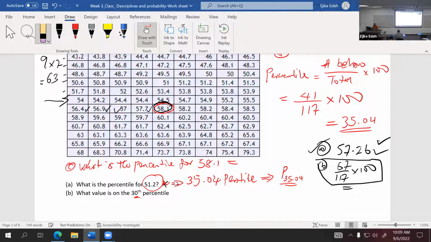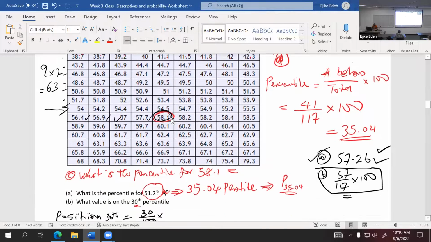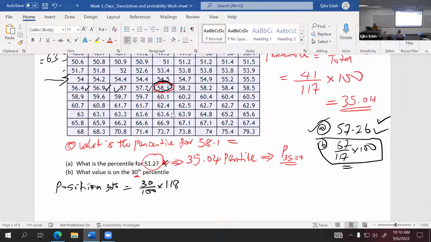So for the 30th percentile, if you use that formula, the number you're getting is the position. So let's write the position of the 30th percentile. It will be the percentile, 30 divided by 100, times n plus 1. Here n is 117, so if I add 1, that will be 118. If we simplify this, that will be 0.3 times 118.